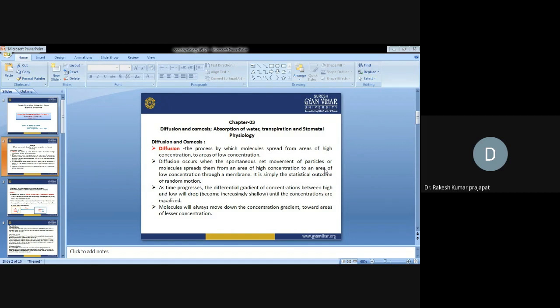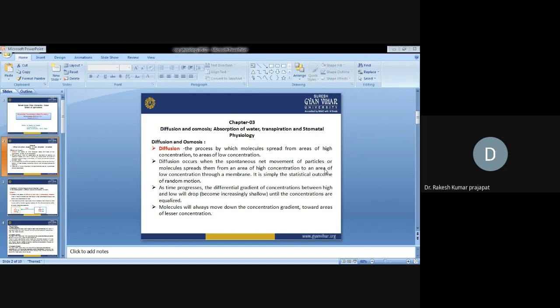Diffusion and osmosis. Diffusion is the process by which a molecule spreads from an area of high concentration to an area of low concentration. Diffusion occurs when there is a spontaneous net movement of particles or molecules from an area of high concentration to an area of low concentration through a membrane. It is simply the statistical outcome of random motion.